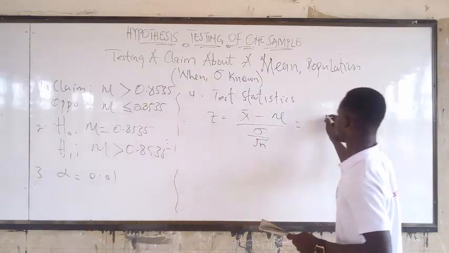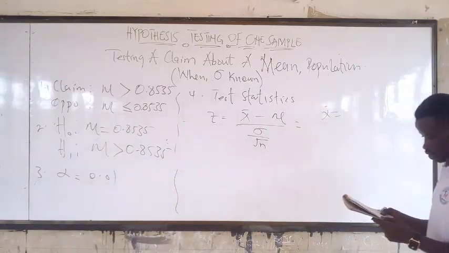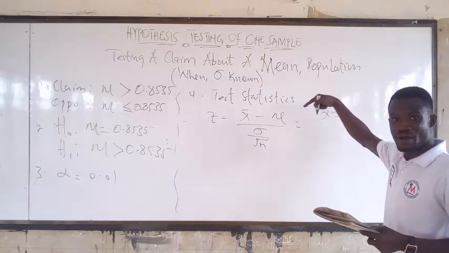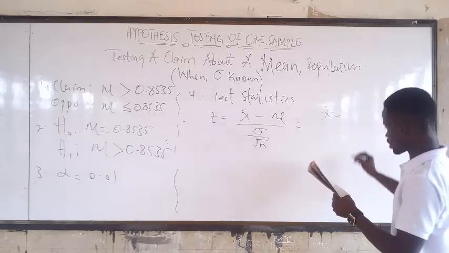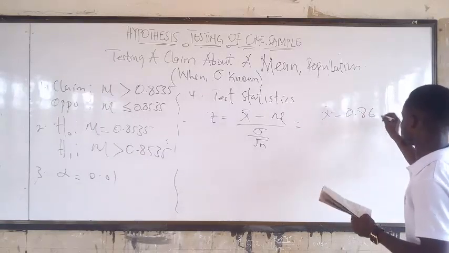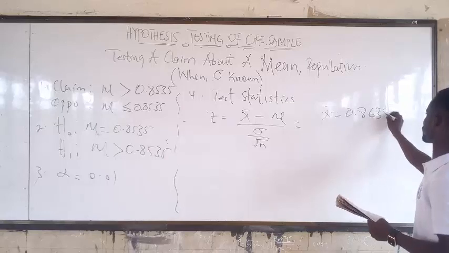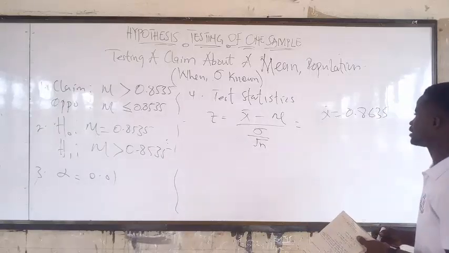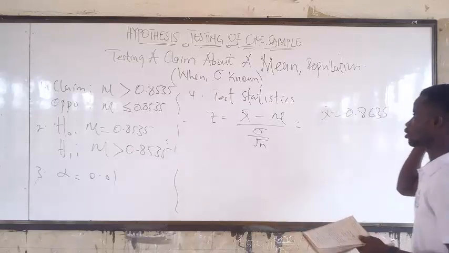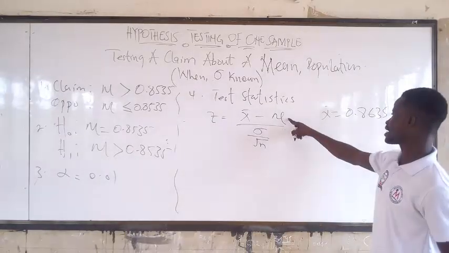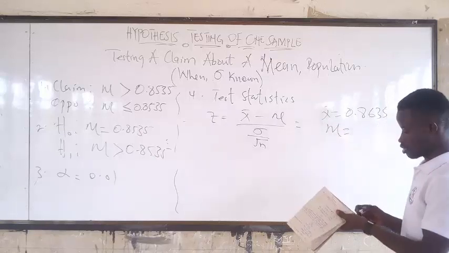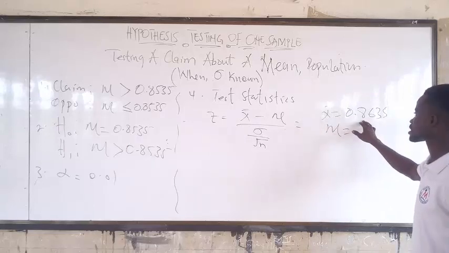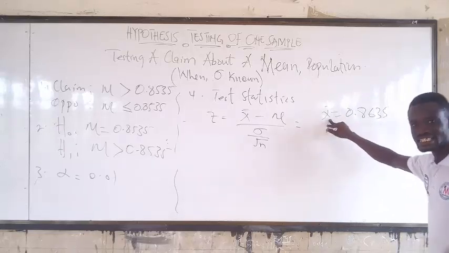Alright, so what will be the x bar? The x bar is the one that you were given, that's the sample mean. So that is 0.8635. Refer to the question. That is the mean. And this is going to be the point estimate for the mean.